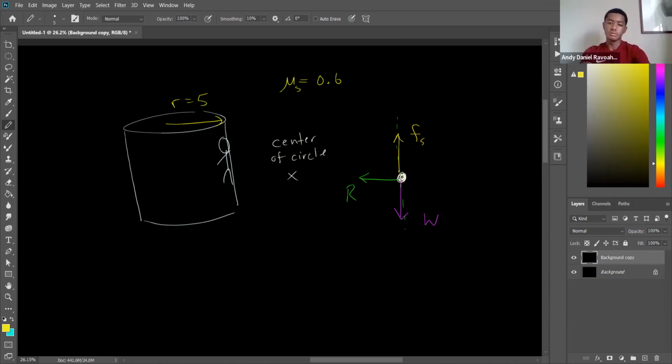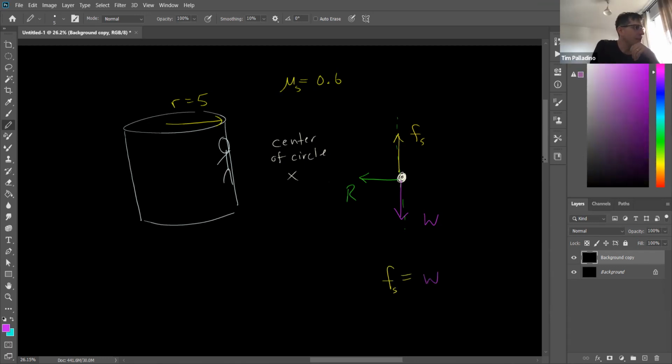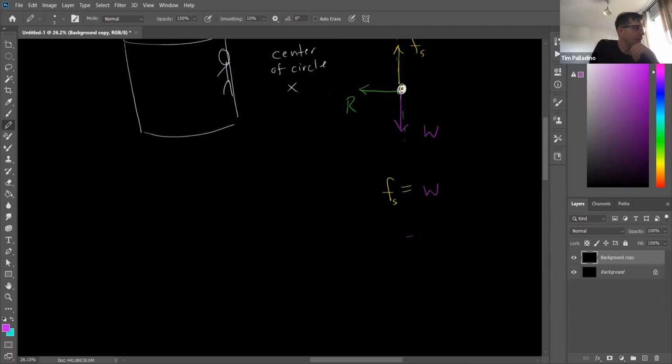They have to equal each other. Yeah, so in this case, the static friction force has to equal the weight force. Now we know a few things about the weight force. We know that the weight force equals mg, right? And then we also know something about the frictional force.